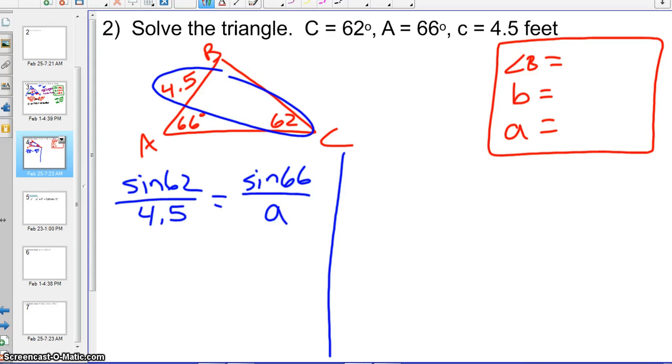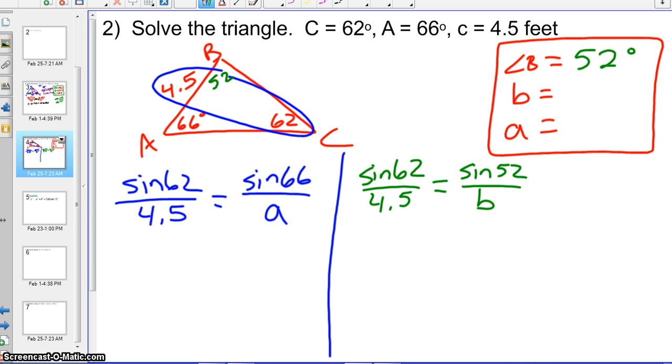First off, we need to find the measure of angle B, which, using all angles out of 180, we can say is 52 degrees. So our one ratio that we have is sine of 62 over 4.5, and then set that equal to, for B, the angle is 52 over the side of B. So go ahead and pause the video and finish that one by solving for side A and side B. Once you plug those in, you should get 4 for side B and 4.7 for side A.